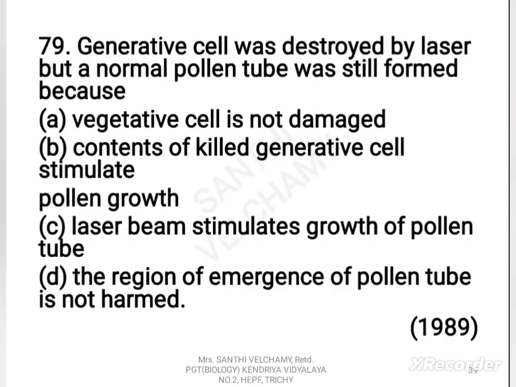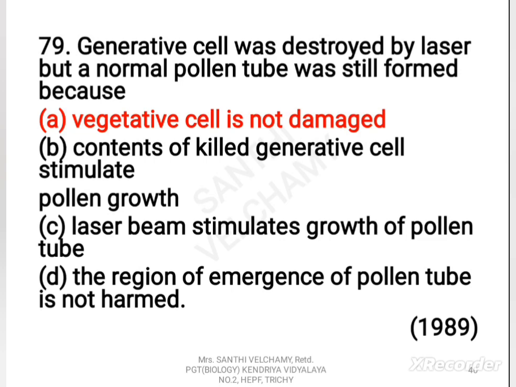Now the next question. Generative cell was destroyed by laser, but a normal pollen tube was still formed because A. Vegetative cell is not damaged. B. Contents of killed generative cell stimulate pollen growth. C. Laser beam stimulates growth of pollen tube. D. Region of emergence of pollen tube is not harmed. Can you find the correct answer? A is the correct answer. Vegetative cell is not damaged.